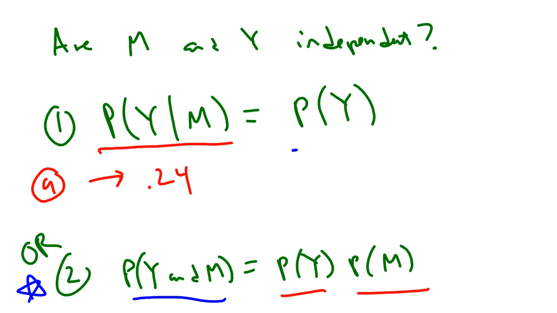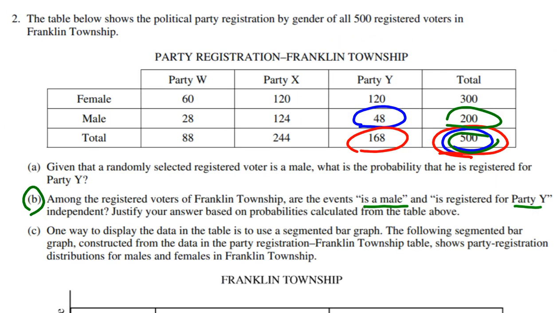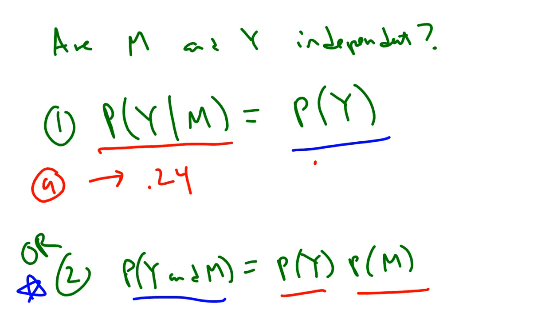This is saying, what's the probability the person's in party Y? So if we look at party Y, where are they? So that's these red circles here. There's 168 people in party Y out of 500 people in total. So we'll put 168 over 500. Let's divide that and see what we get. 168 divided by 500, and we get 0.336.